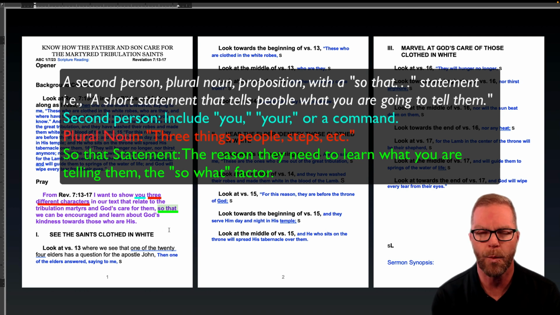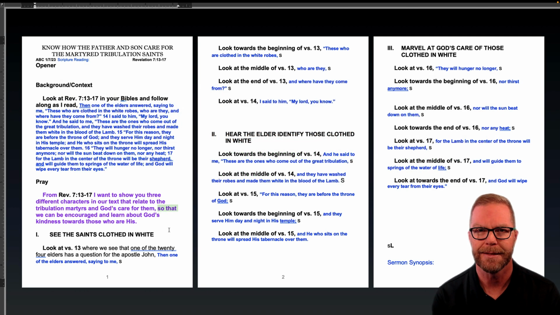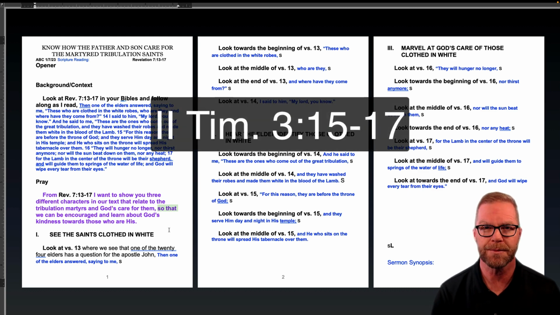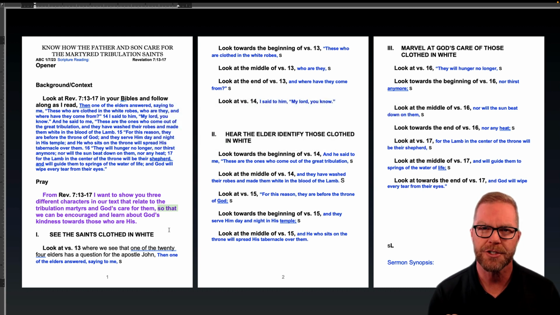What difference does it make? Why does this text matter? Is there any functional purpose? Well, all Scripture is profitable for teaching, reproof, correction, and training in righteousness. So how does this profit us? I want to make sure I put a "so that" in there, so that they know.